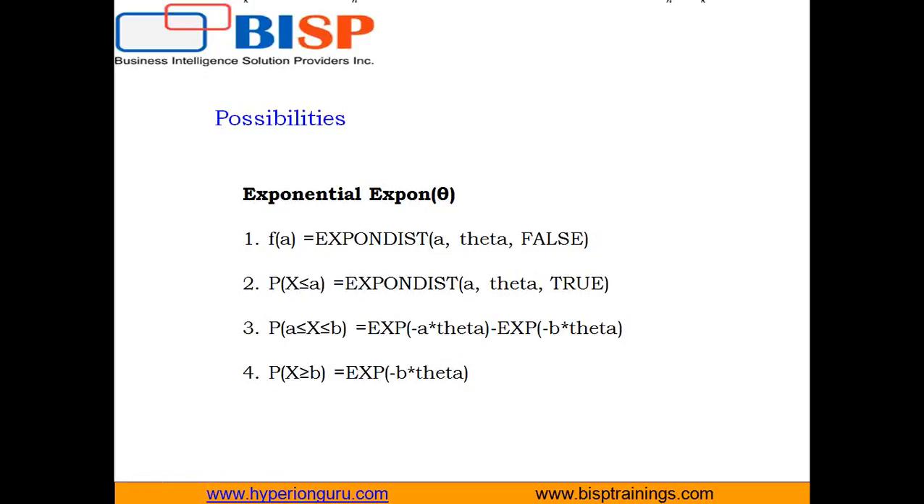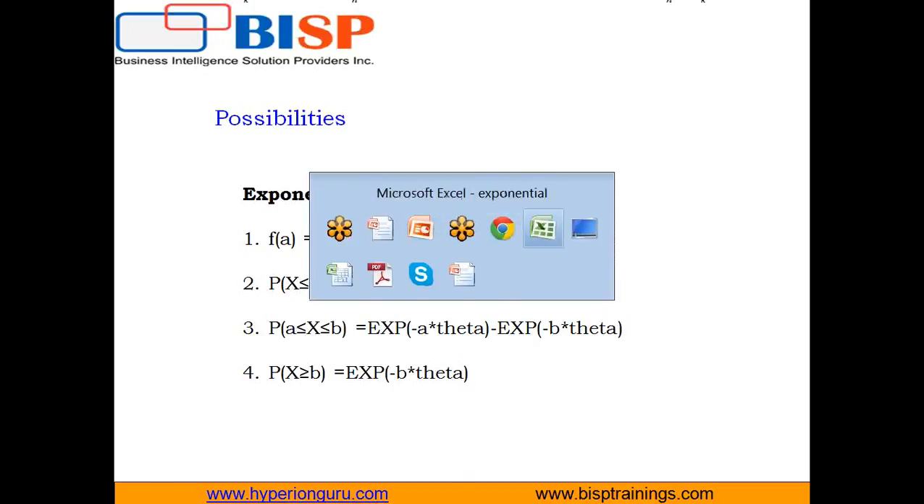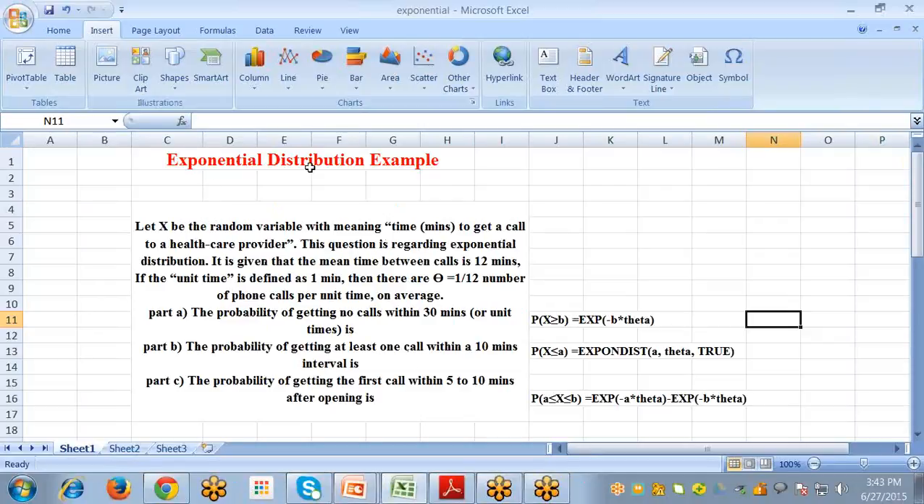So how this actually works, I am going to tell you with the help of a simple example of exponential distribution. Let's suppose x is any random variable, the time to get a call to a healthcare provider. This question is regarding exponential distribution. We have been given a mean time of 12 minutes, so lambda will be 1 by 12 phone calls. Okay. So first we have to calculate the probability of getting no calls within 30 minutes.